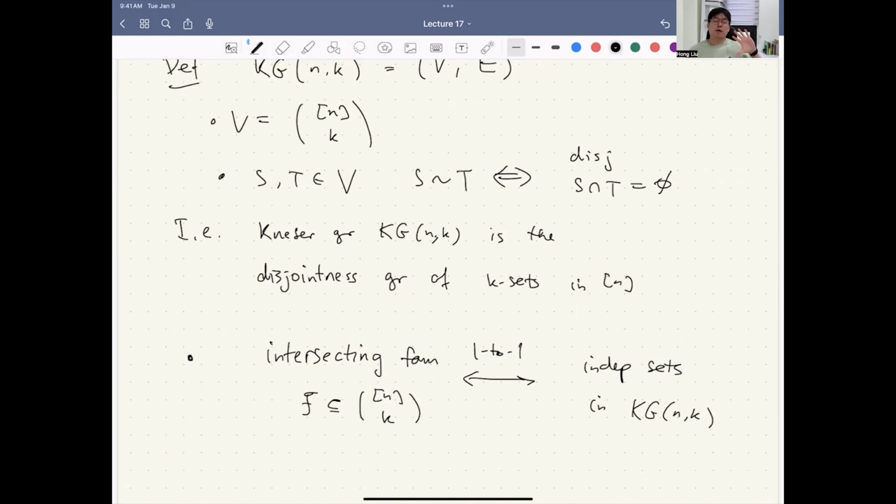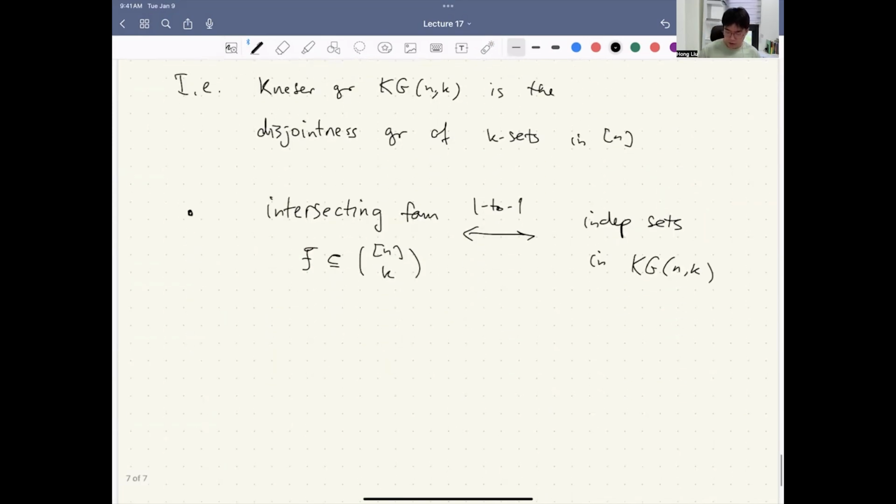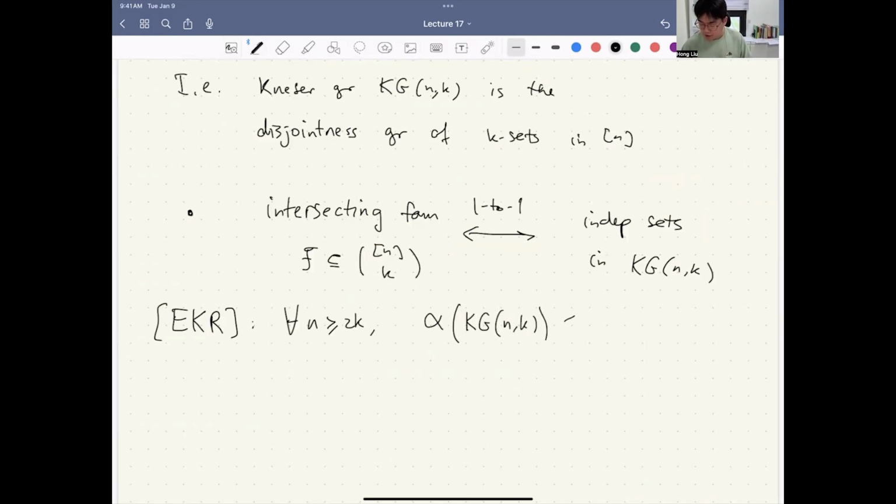Erdős-Ko-Rado gives the upper bound on the largest possible intersecting family, which then translates to a statement about an upper bound on the independence number of the Kneser graph. So that's how we phrase Erdős-Ko-Rado in graph theory terms. Rephrased, it says that for any n bigger than 2k, the independence number of the Kneser graph with parameters n, k is at most n minus 1 choose k minus 1.